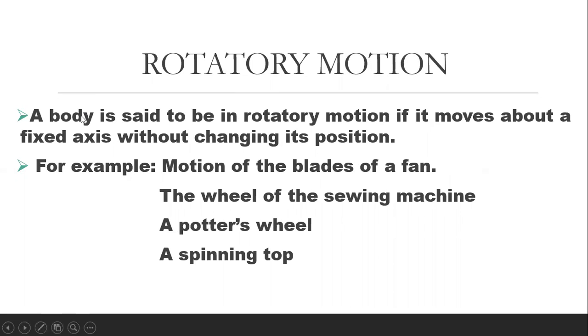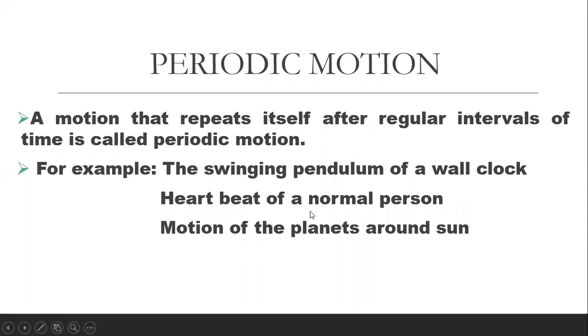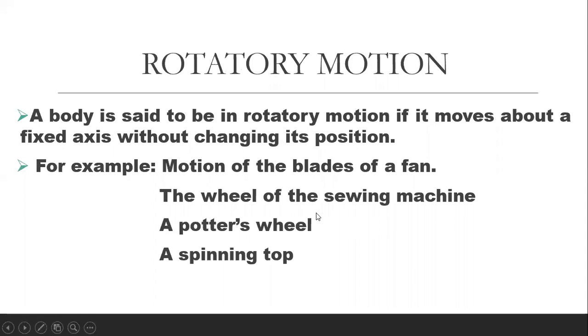So what is rotatory motion? A body is said to be in rotatory motion if it moves about a fixed axis without changing its position. For example, motion of the blades of the fan, the wheel of the swing, the wheel of the sewing machine, the potter's wheel, and a spinning top.